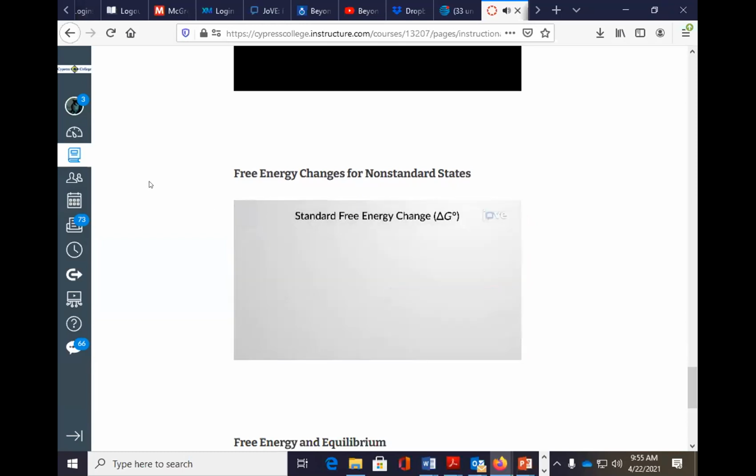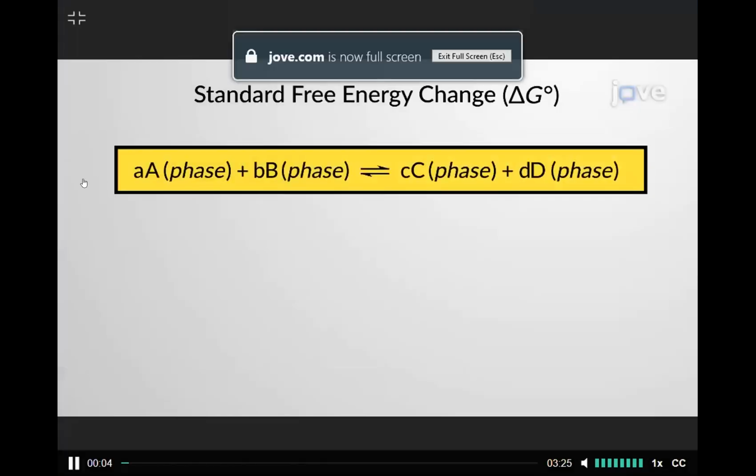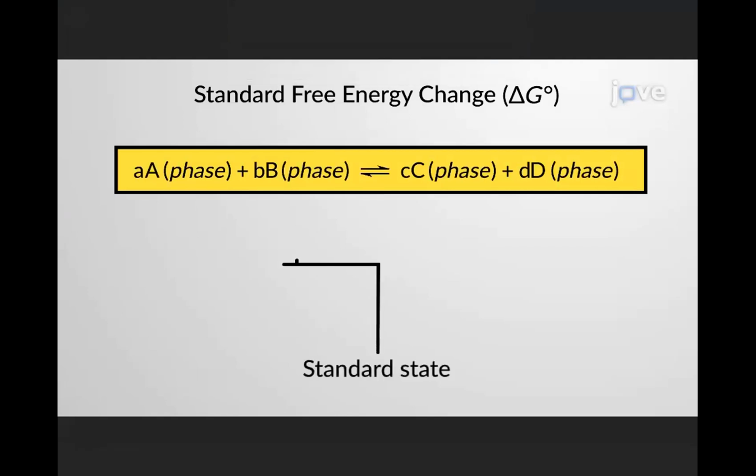The standard free energy change for a reaction can only be determined if it occurs under standard state conditions, when both the reactants and products are in their standard states. However, most chemical reactions do not occur under these conditions.